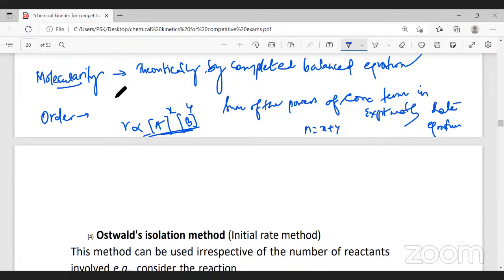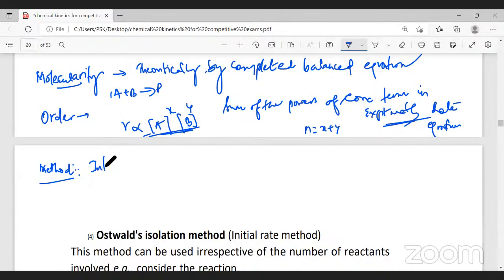Now for a reaction A plus B giving the product, A and B are the reactants. See, the coefficients of A and B are 1 here, but we have written the powers as x and y. The sum of the powers of the concentration terms in an experimentally determined rate equation is called the order of a reaction. We learned the methods of determining the order. Now, 4 methods. You have to remember the methods, not the detailed explanation part. It's there in the class material in the video. If you want, you can go through it, but it's not necessary.